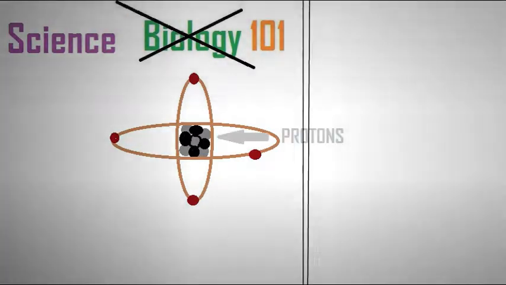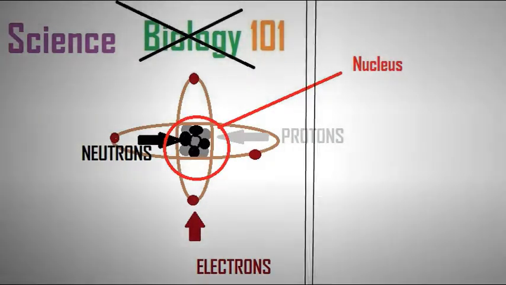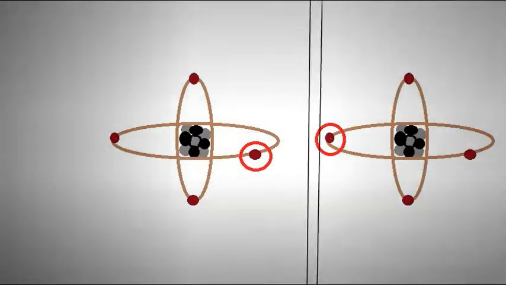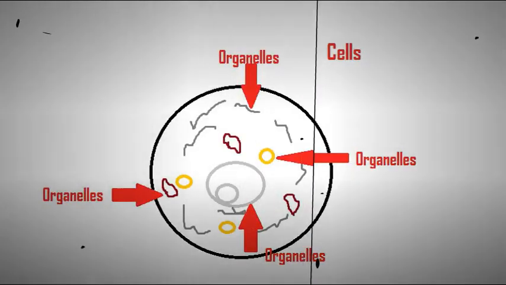Atoms are composed of protons, neutrons, and electrons. Neutrons and protons compose the nucleus of the atom. First, atoms bond together by sharing electrons, and when they're bonded, they create a molecule. Molecules then bond together and create cells. Inside of these cells are organelles, which function like organs and are made of molecules as well.